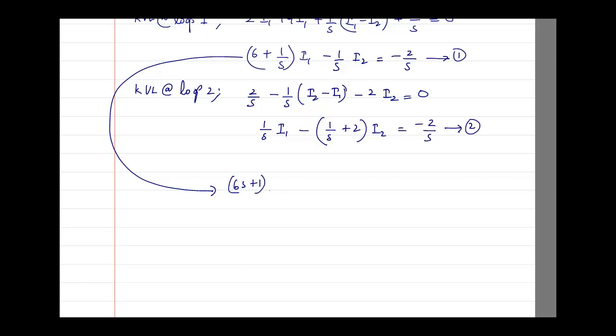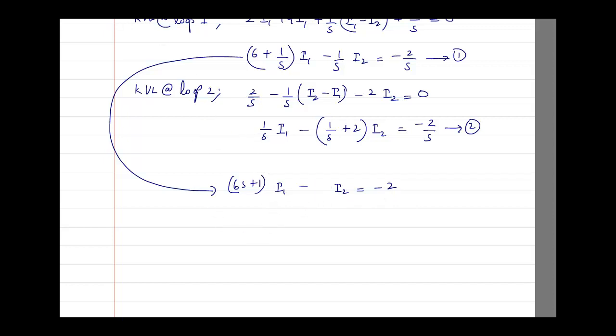I am going to commonly write I1 minus 1 by s I2 is equal to minus 2 by s. See, s is common. So in this equation, if I take out all the 1 by s, it will all get cancelled off, and I will get this equation.